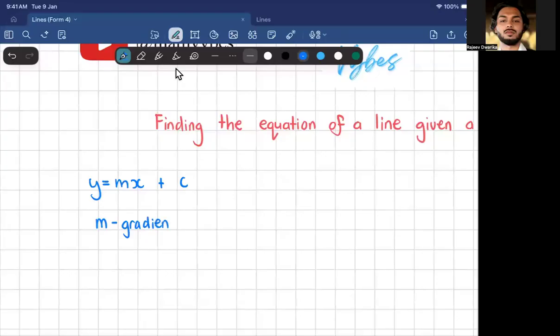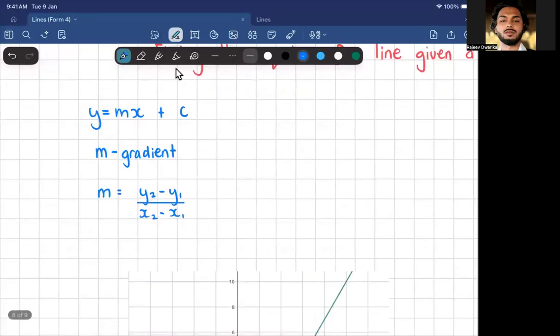While we add this, could you tell me what the formula for gradient is? Change in y over change in x. So y2 minus y1 all over x2 minus x1. Right. And what does c stand for? C stands for the y-intercept. Nice.